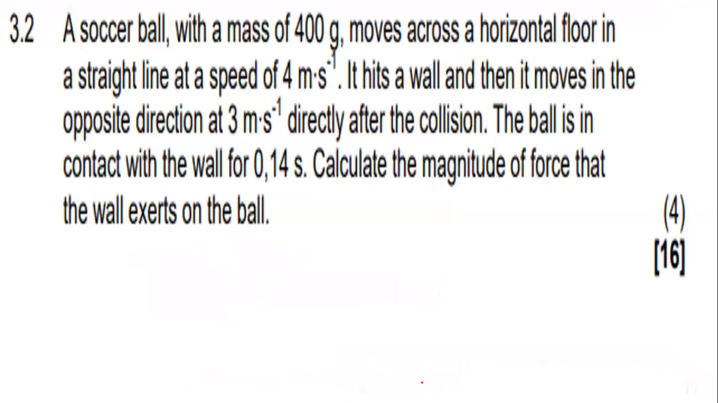Then we move to the last question for today. Now, this question is independent of the questions from 3.1.1 to 3.1.5 because it is now talking to a soccer ball. It reads as follows. A soccer ball with a mass of 400 grams moves across a horizontal floor in a straight line at a speed of 4 meters per second.